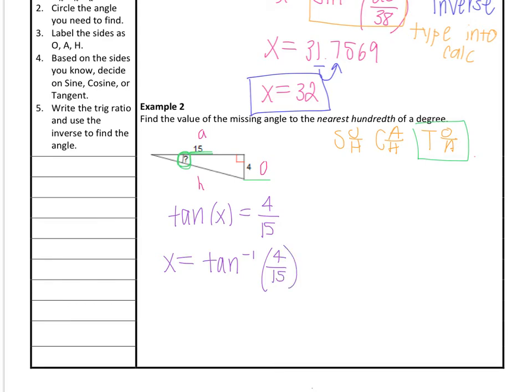And once you get this far, this is what you type in your calculator. Hit your trig button, hit tan inverse, 4 divided by 15. When you hit enter, you will be looking at 14.93. If we go back up and look at our rounding directions, this said round to the nearest hundredth, not hundred, hundredth, which means the second decimal place.